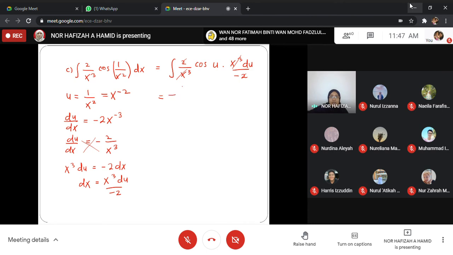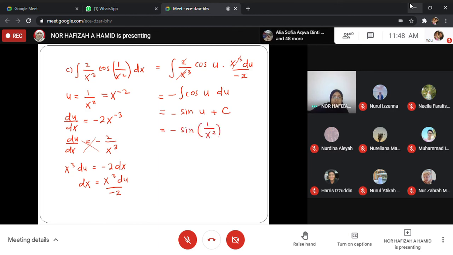negative, then integrate cos u du. Okay, so integrate cos is positive sin, so you get negative sin u plus c. So the final answer: negative sin u, where u is 1 over x squared, so plus c. Okay, so this is for integration of trigonometric functions using the substitution method.